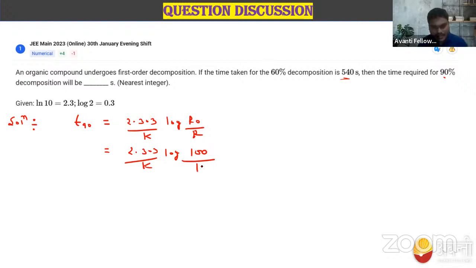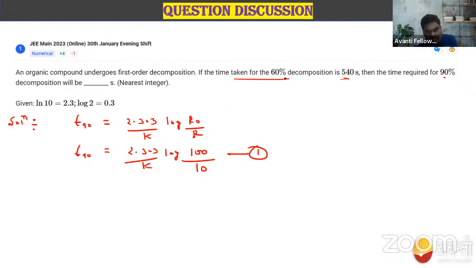That is 100 minus 90, that is 10. So the amount of reactant left, R, is equal to 10. If you know the value of K, then you can easily calculate T90, that is, the time required for 90% decomposition of the reaction. So from where will we get the value of K? We'll get the value of K from the given set of equations.